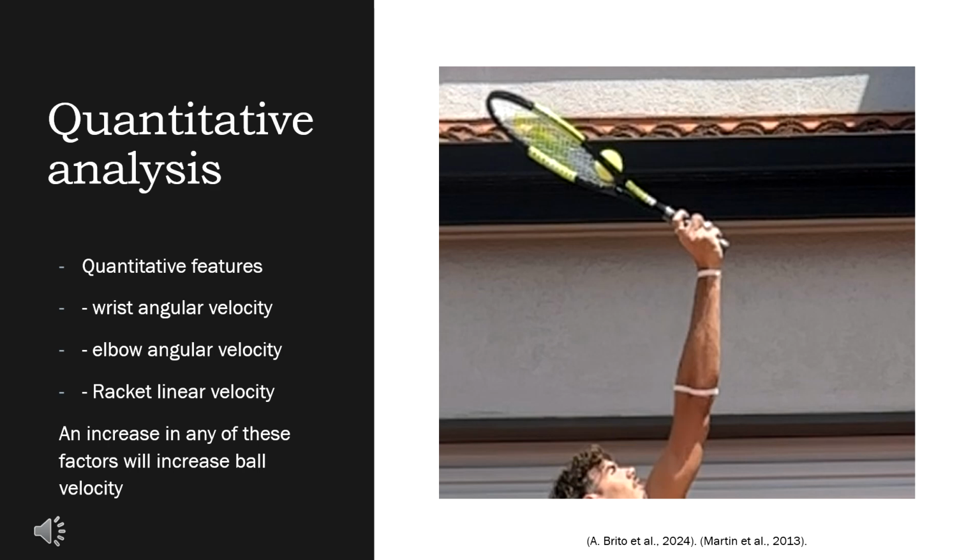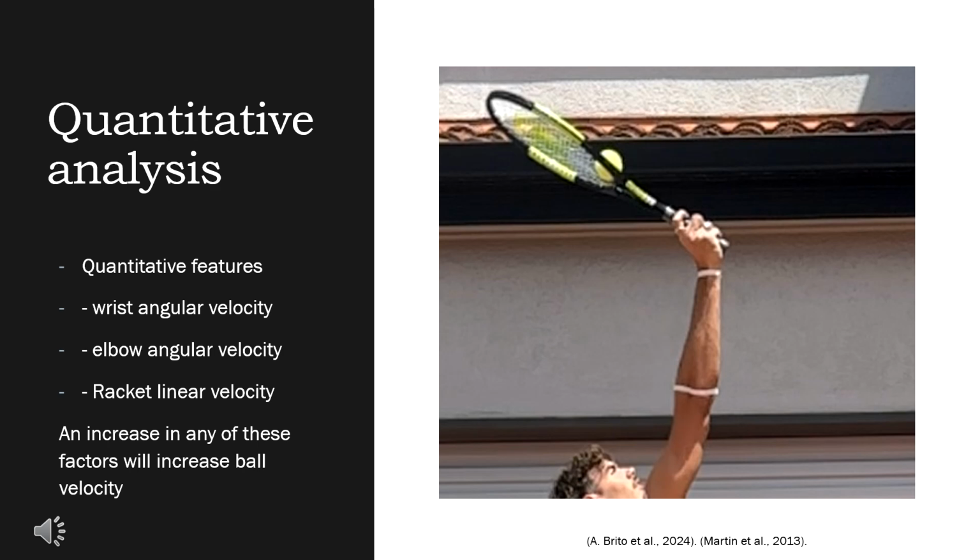While quantitative features such as wrist angular velocity directly impact racket head linear speed and ball velocity. The faster the tennis racket head is moving, the more kinetic energy that can be delivered to the ball. Conjointly, elbow angular velocity is also important. As the elbow extends, it increases racket velocity. The faster the elbow can extend, the greater the angular velocity is.